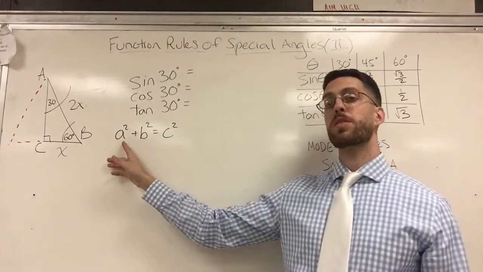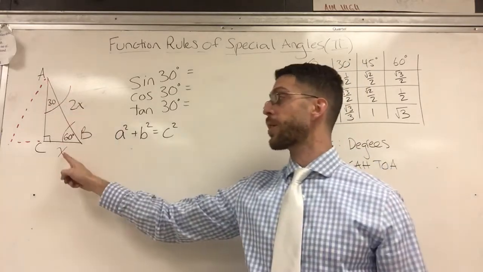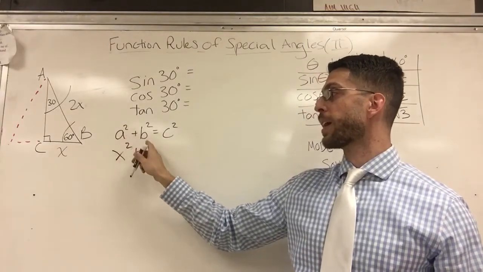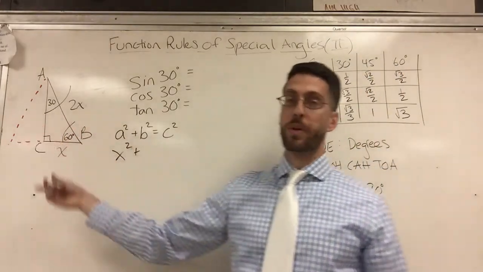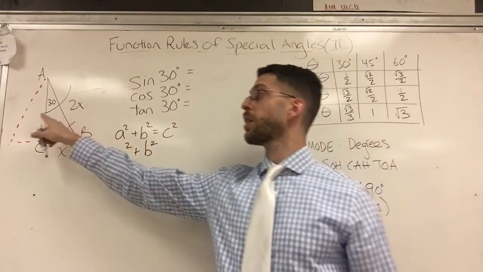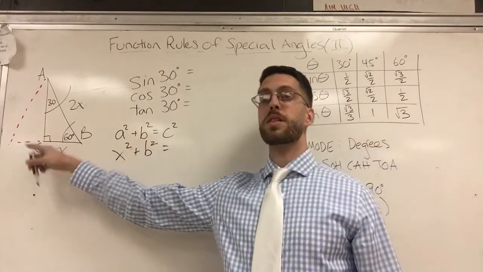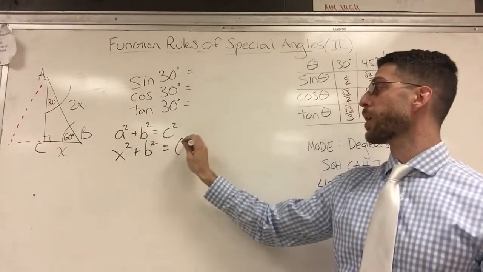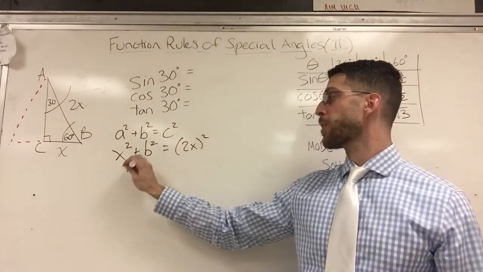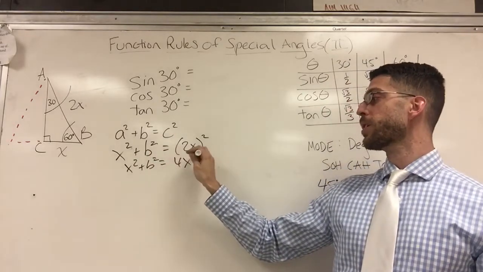Now I'm going to try to be as specific as I can. So little a is going to be opposite big A. Opposite is down here. So little a is x, and I have to square that. And little b is unknown, so I'm going to leave that as little b. It's opposite big B, of course. So big B is here, little b is over there. And little c is opposite big C, so that's my hypotenuse. That's going to be 2x, and I have to square that. So you should know this by now because I did it already. x squared plus b squared equals 2x times 2x, which is 4x squared.